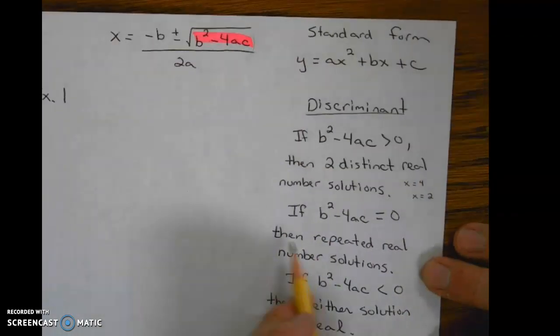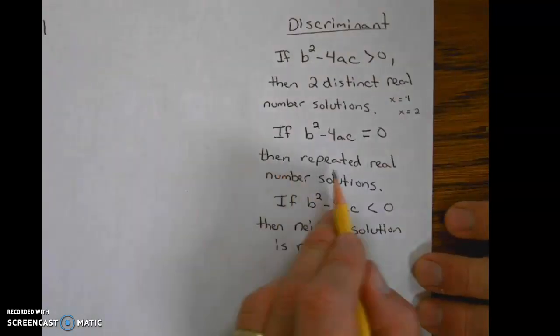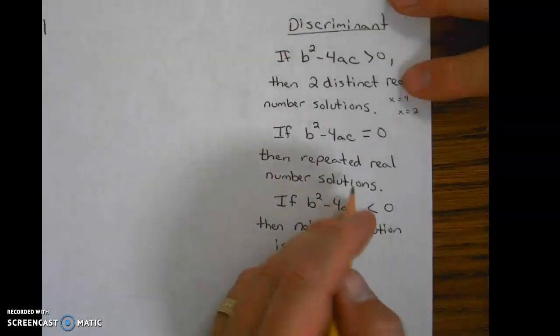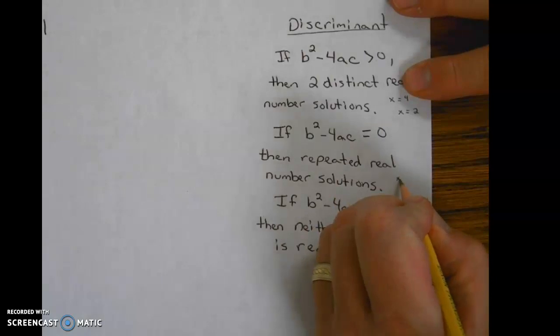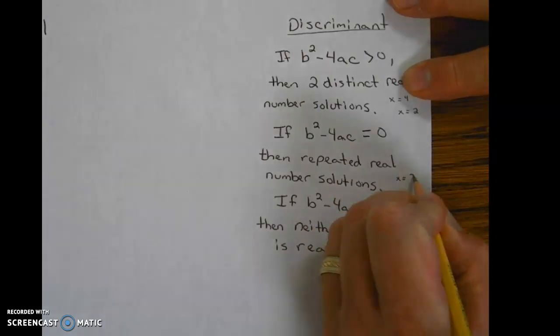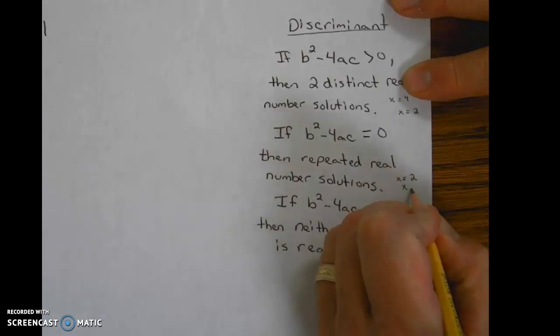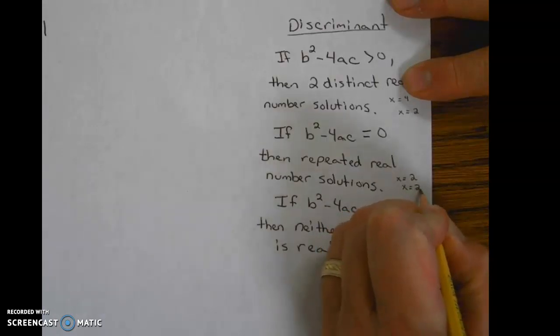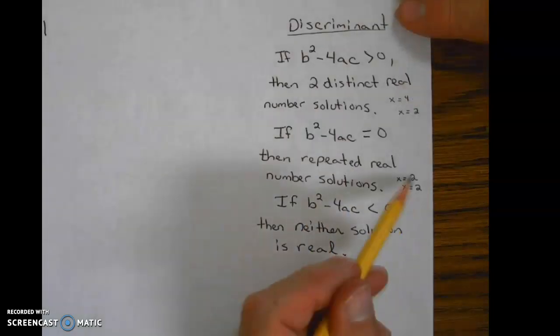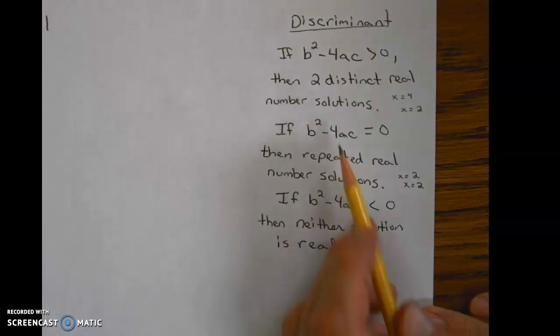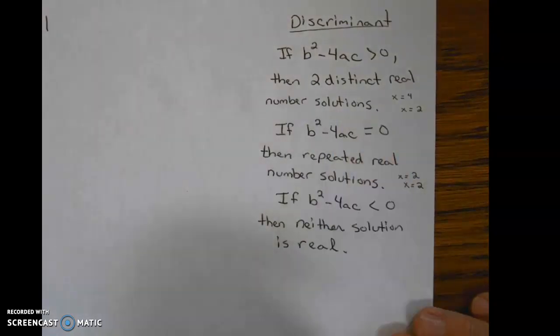Now, if your discriminant is equal to 0, then there's a repeated real number solution. Which means, since it's repeated, let's say we had x equals 2 as one solution, the other solution would also be x equals 2. Notice the solutions are the same. That's when the discriminant is equal to 0.